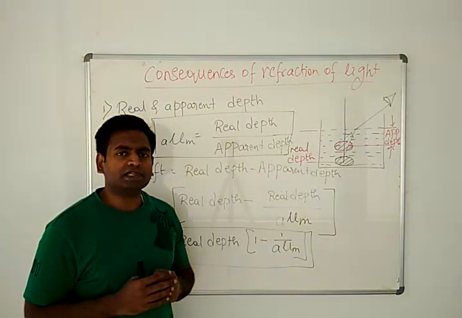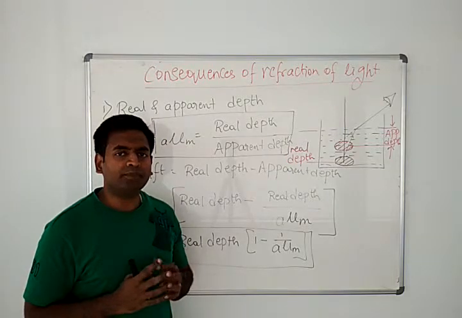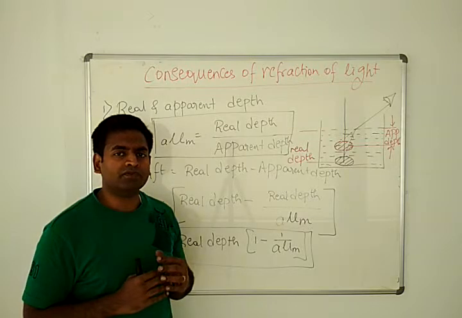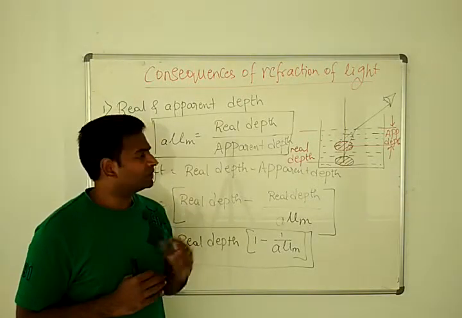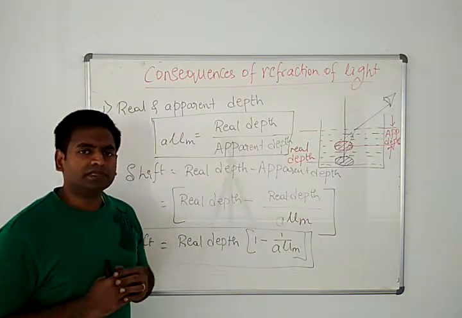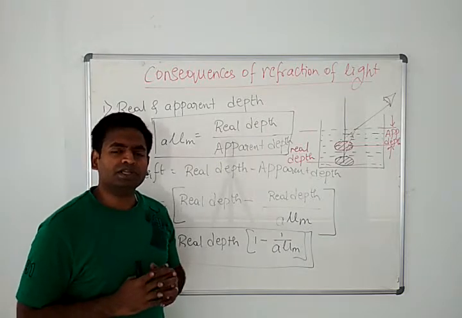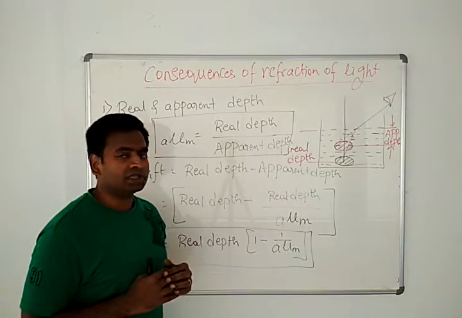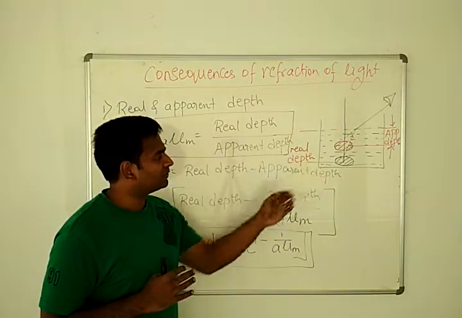One of the major consequences of refraction of light is the apparent depth and the real depth. So in your board exam, you might even get a 1 marker based on this. So the point here is we need to know two terms. One is a real depth and another one is an apparent depth.